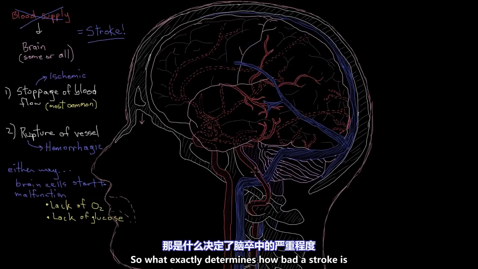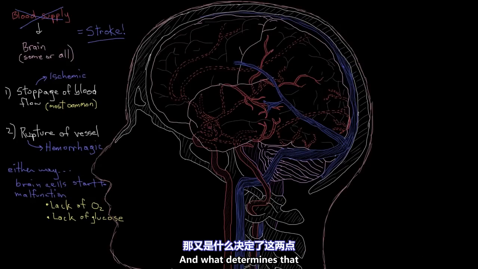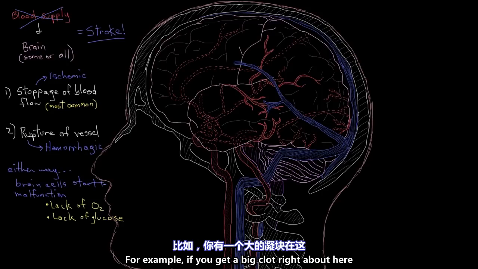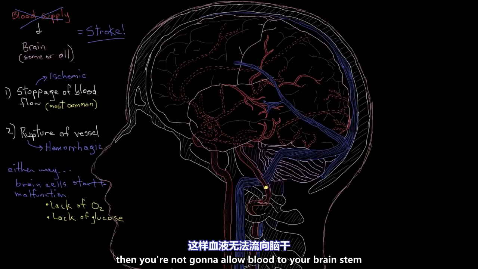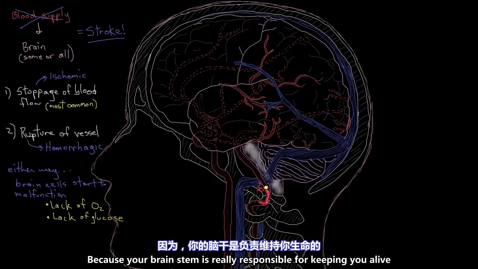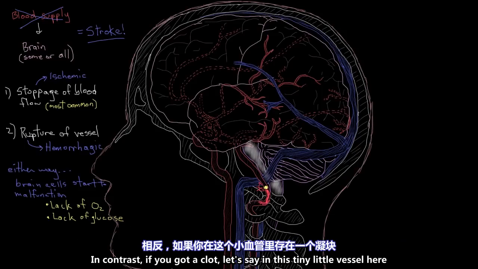So what exactly determines how bad a stroke is? Well, two things. Where in the brain it happens and how much brain tissue is actually damaged. And what determines that? Well, that's determined by which blood vessels are involved. For example, if you get a big clot right about here, then you're not going to allow blood to your brainstem. So your brainstem would start to die off, and that would be really, really bad because your brainstem is really responsible for keeping you alive. Your brainstem has all of the regulatory centers that control your breathing and your heart and a lot of your other vital functions.